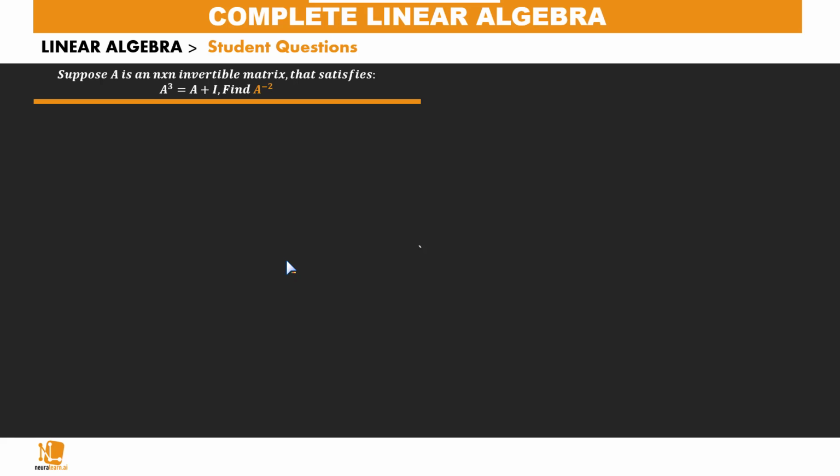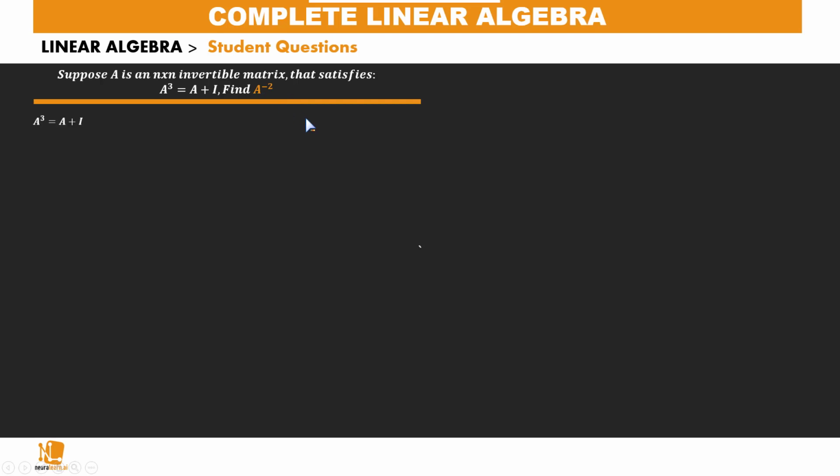Let's look at the student question. Suppose A is an n by n invertible matrix that satisfies A cubed equals A plus the identity matrix I. Let's find A to the power of -2.